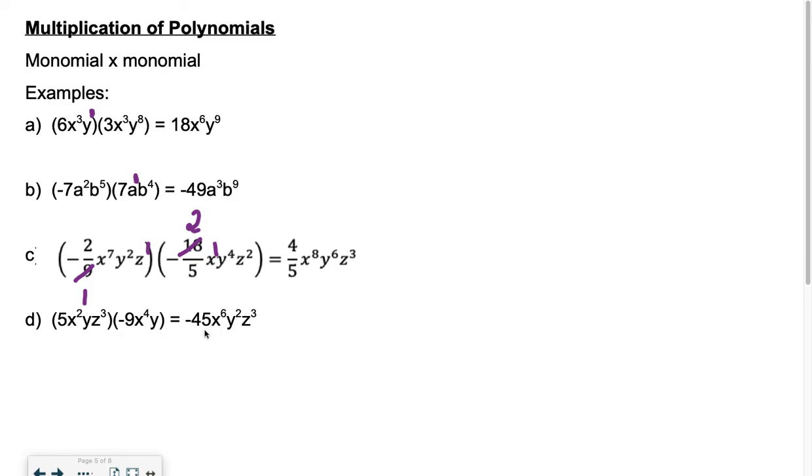5 and negative 9 is negative 45. X squared and x to the 4th is x to the 6th. Y to the 1 and y to the 1 is y to the 2. And there's only one z, so z to the 3.